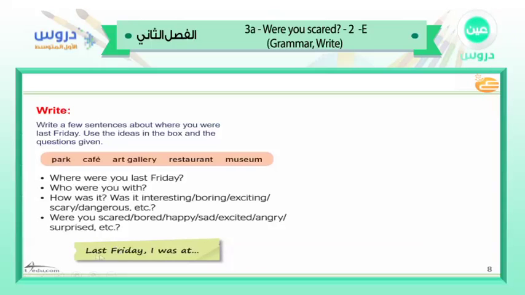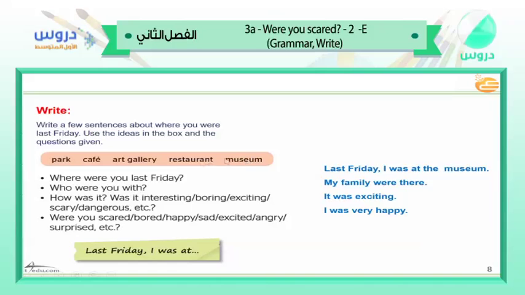Okay, we can use these questions. So this is the beginning. You have to begin like this: Last Friday I was at. Okay, everyone. So I will give you now an example, a small and simple example, just to take a look. And I want you later, after the lesson, to write your own sentences.